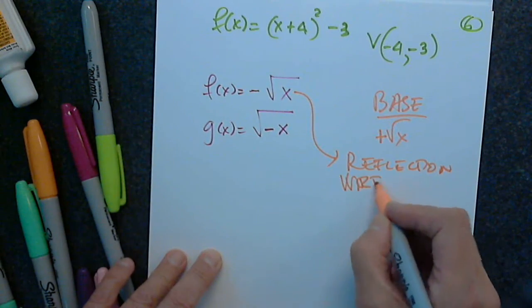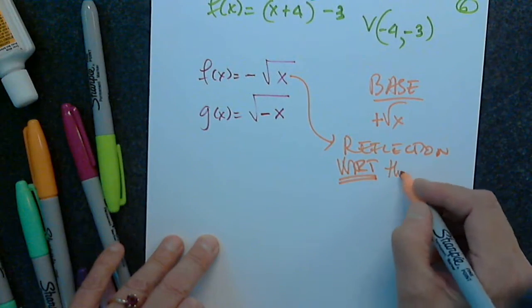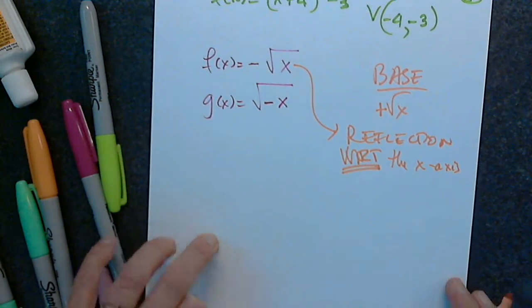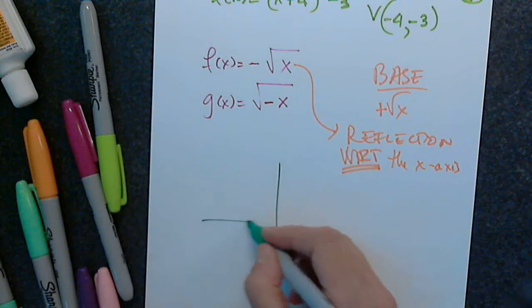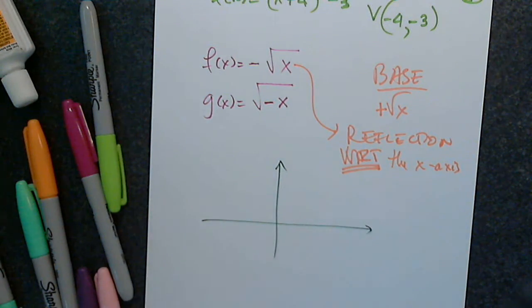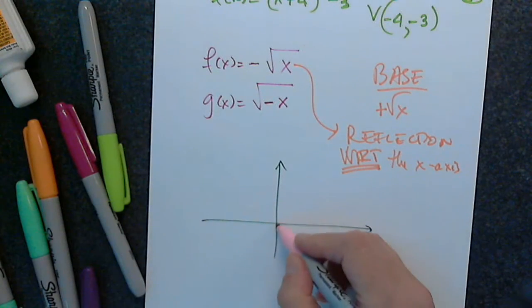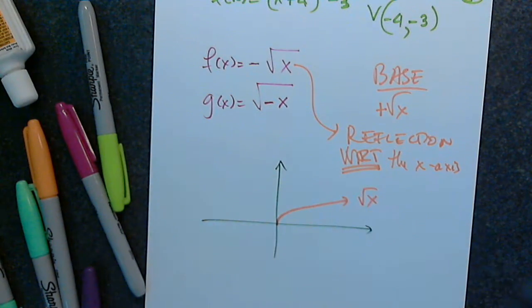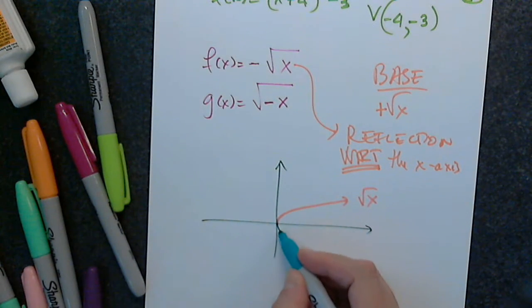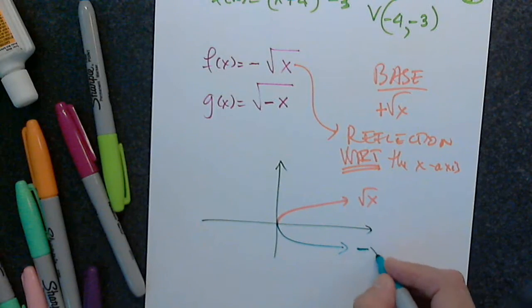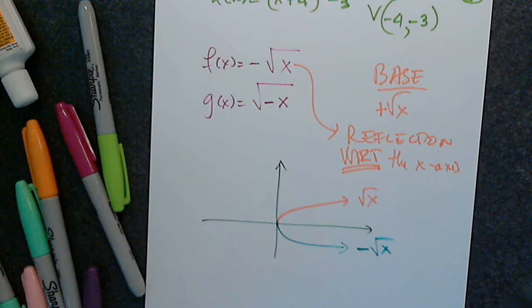With respect to the x-axis. Let's graph these two, and then we'll come back to the third one in a second. So here is our square root of x. Here's the graph. And you told me that f of x, which is the negative of all these values, is a reflection with respect to the x-axis. I completely agree. So the original graph is in orange, and the reflection is in blue.